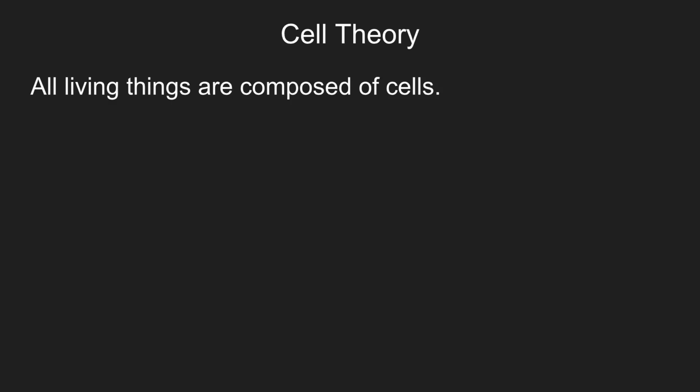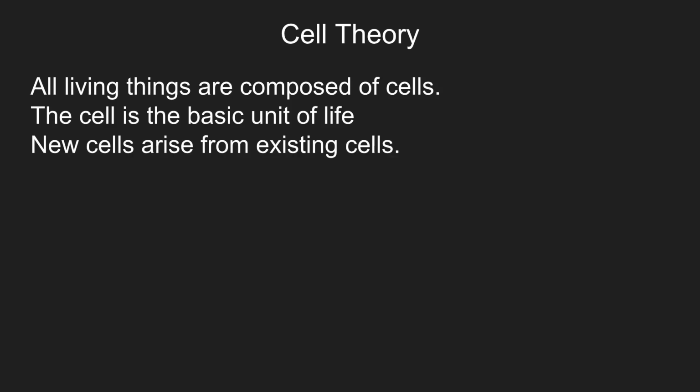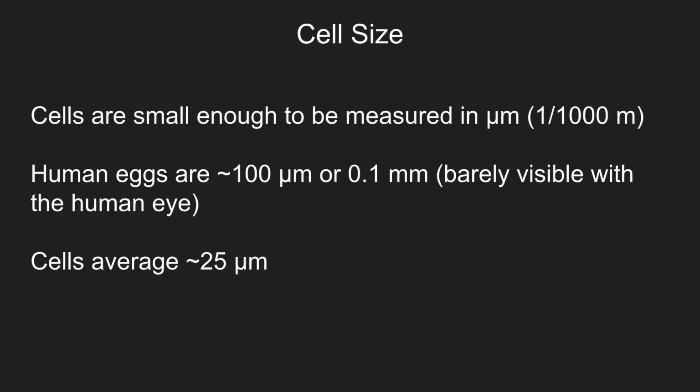So cell theory has a few ideas that are associated with it, the first of which being all living things are composed of cells. The cell is the basic unit of life. You can't get any smaller than a cell and still be alive. New cells arise from existing cells through various processes of reproduction and growth.